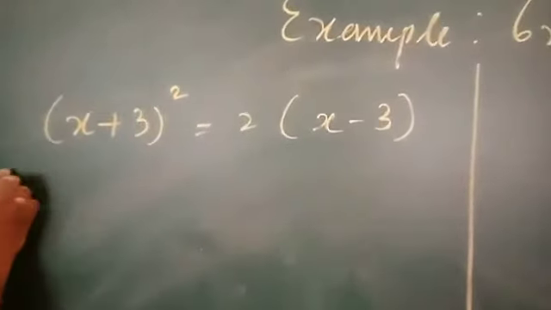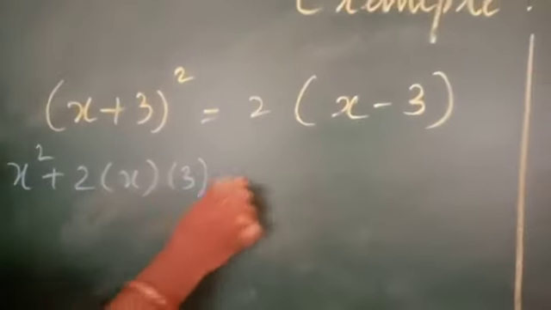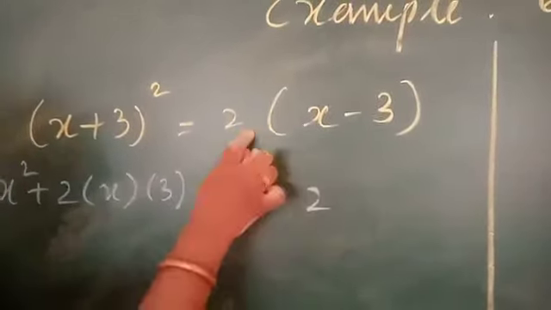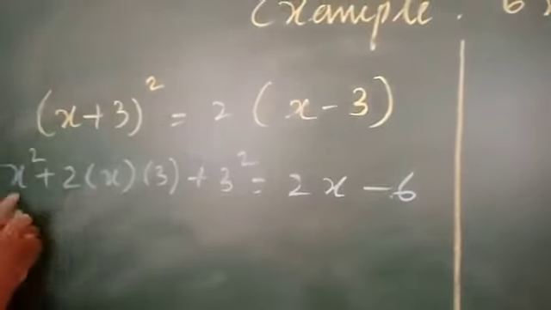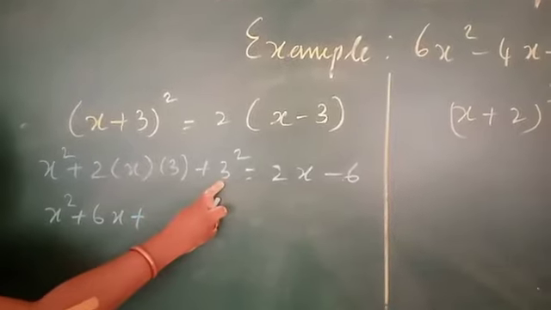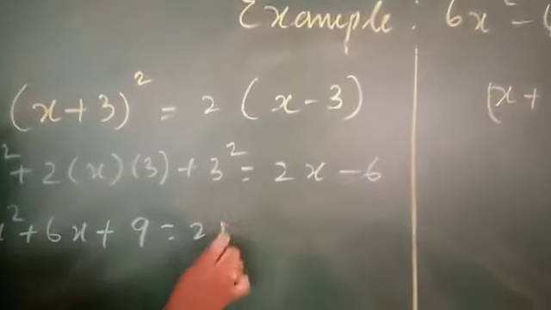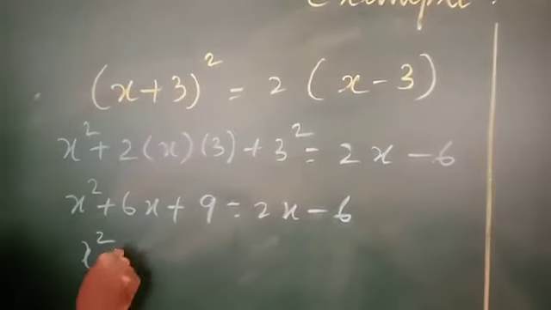So what is the a here? x² + 2ab + b² is equal to, you know how to remove this bracket, 2 into x, 2x. Now x² + 6x + 3²; what is 3²? 3² is nothing but 9. So x² + 6x + 9 = 2x − 6. Now send all the right hand terms to left hand side.